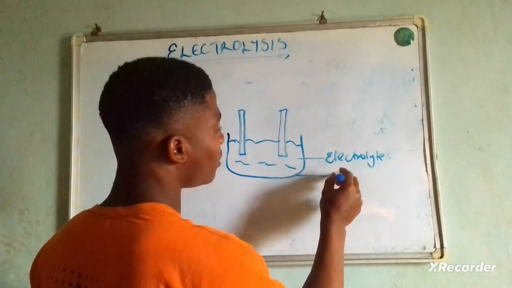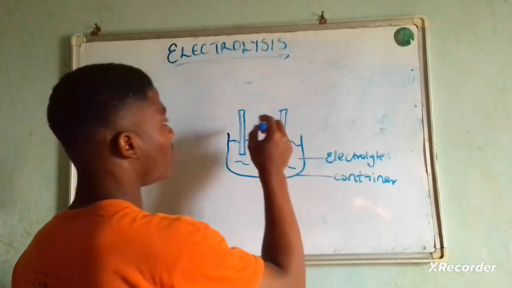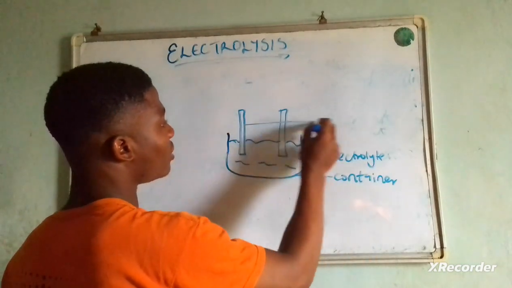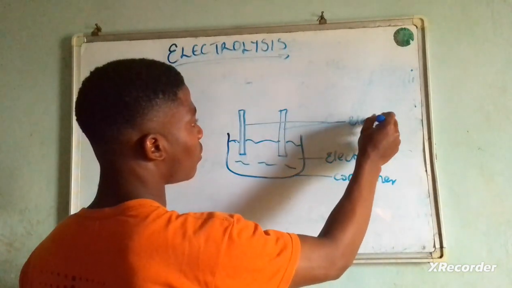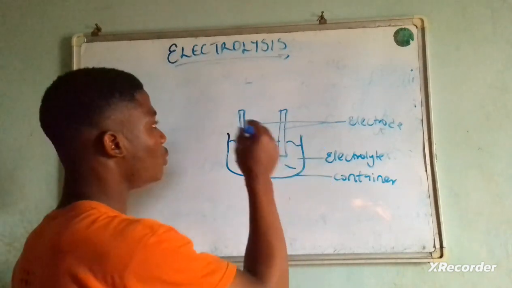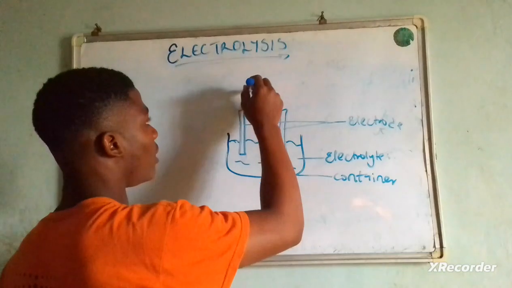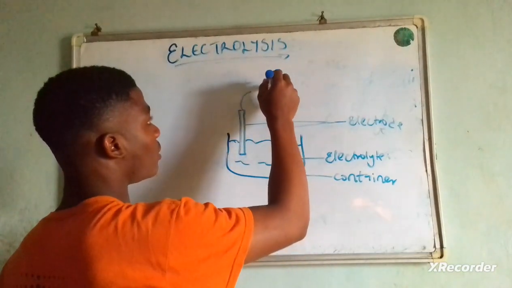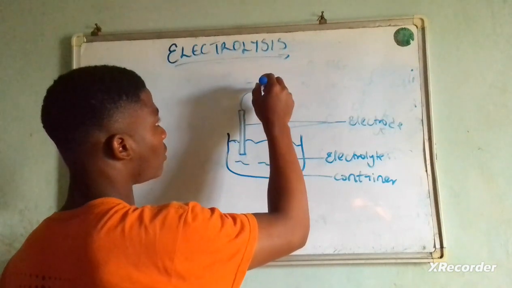Let's name this container, and this is going to be our electrode. Remember, this electrode can be cathode or anode according to the side in which they bear. So here is our conducting wire. Let me just say this is the battery.